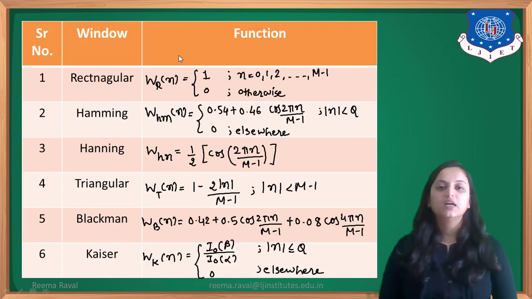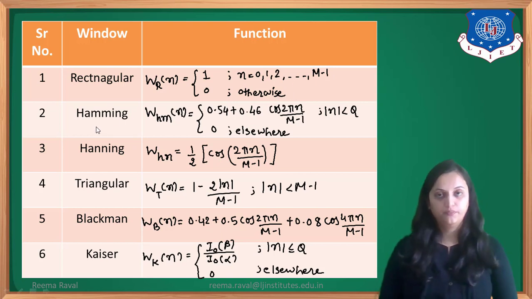Now, this is the table which indicates the functions for each windowing technique, using which the transfer function is obtained for FIR filters. For the first one, the rectangular window, the windowing function is denoted as WR of n, which stands for the rectangular window function. That equals 1 for n equals 0 to M minus 1, and equals 0 for other intervals.